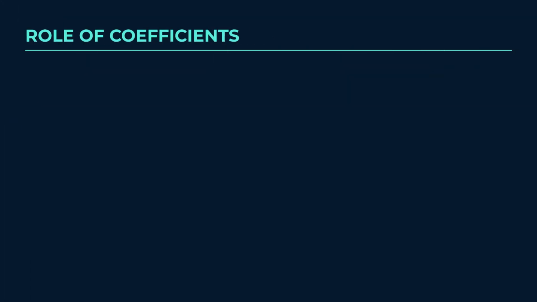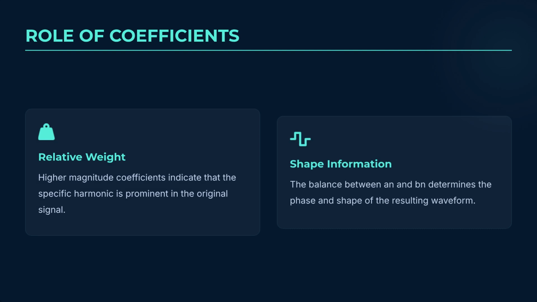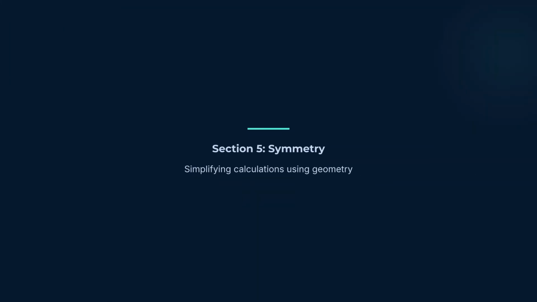The role of the coefficients is twofold. First, relative weight. Higher magnitude coefficients mean that harmonic is more prominent. Second, shape information. The balance between A sub n and B sub n determines the phase and shape of the resulting waveform. Section 5 focuses on symmetry, a technique for simplifying calculations using geometric properties of the signal.